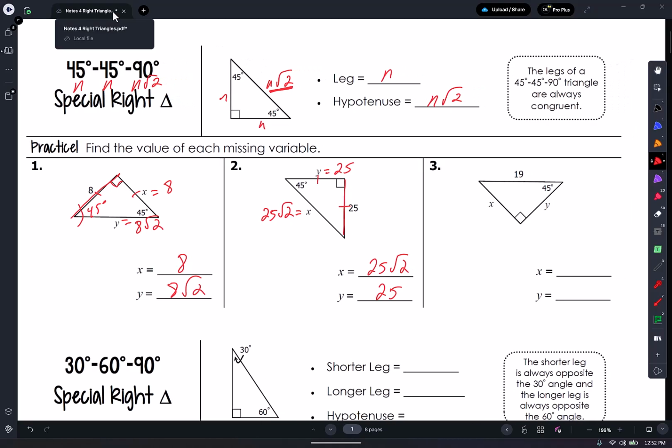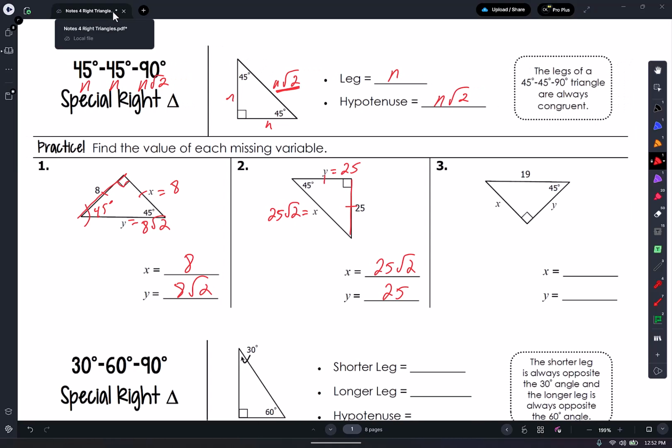Okay. All right, on number 3, I see that this time the hypotenuse is 19. So I'm going to go ahead and do 45, 45, 90.